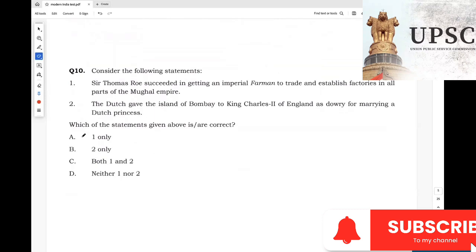Sir Thomas Roe was successful in getting the Imperial Farman, to trade and establish factories in all parts of the Mughal Empire. Chalo theek hai, bilkul sahi hai.